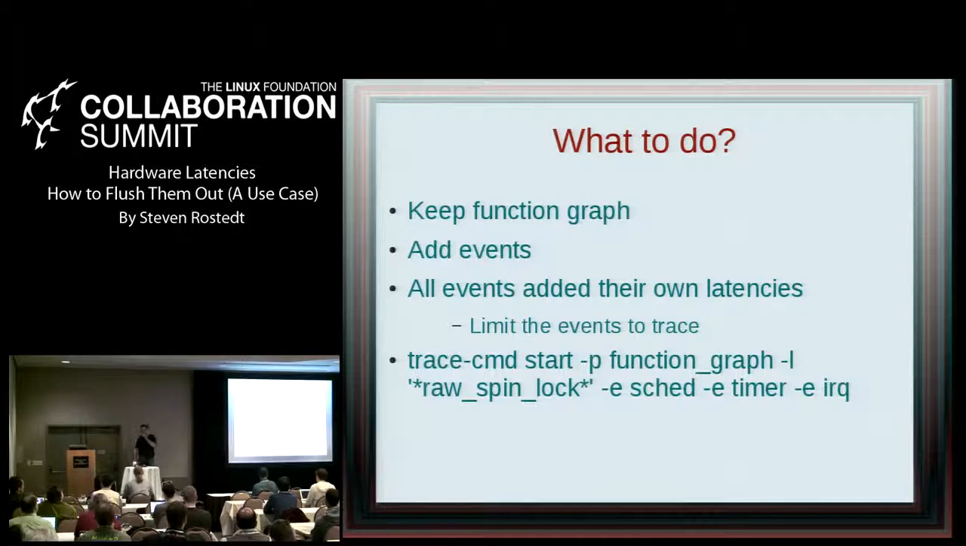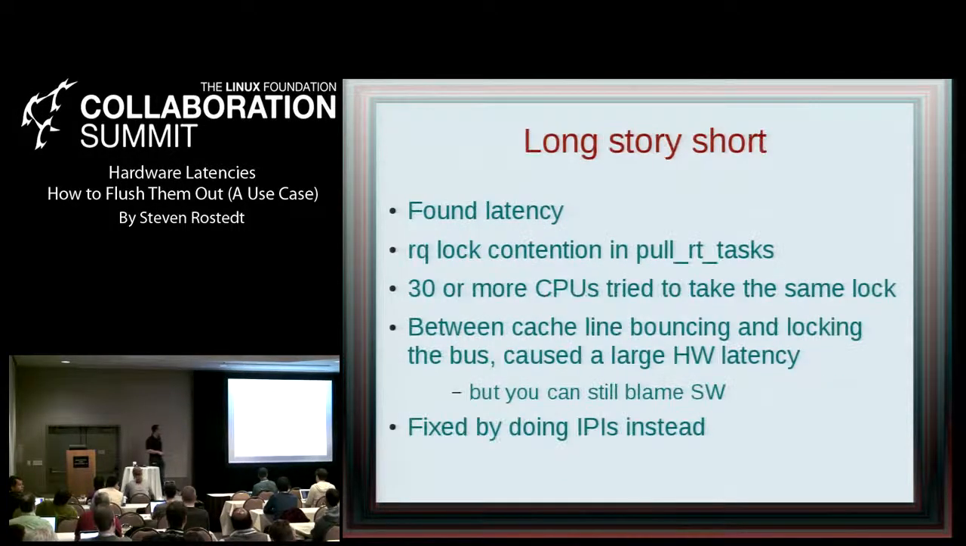So what did I do? I want to keep function graph tracing. So I added all the events, because events have tracing. I ran the function graph tracer only on raw spin locks. I said I'm only interested in the schedule, the timer, and IRQ. And I eventually found the light. Long story short, I found the problem.